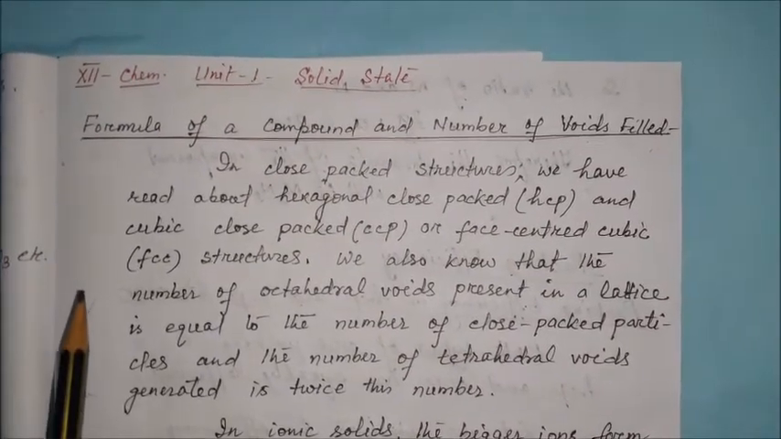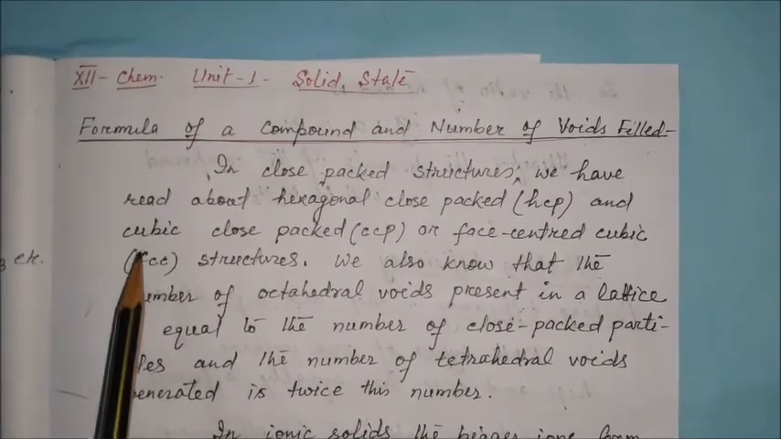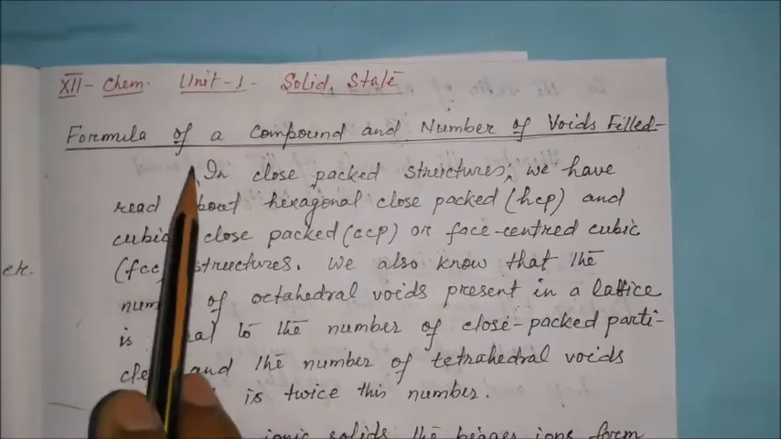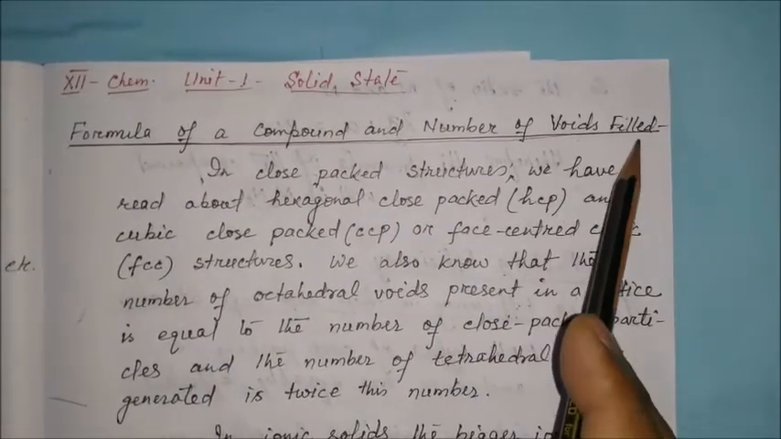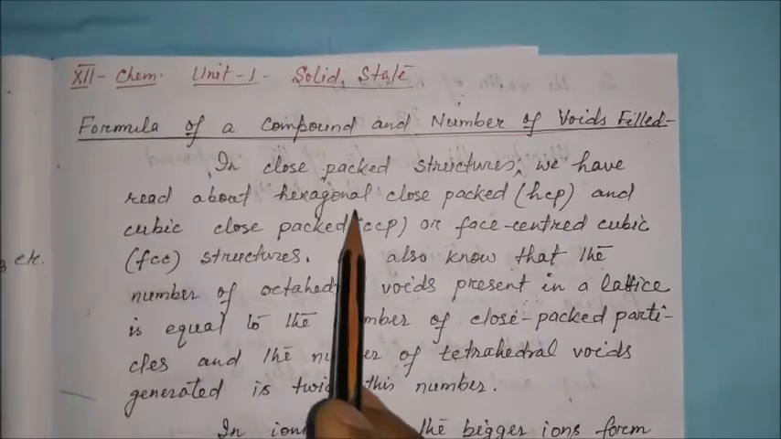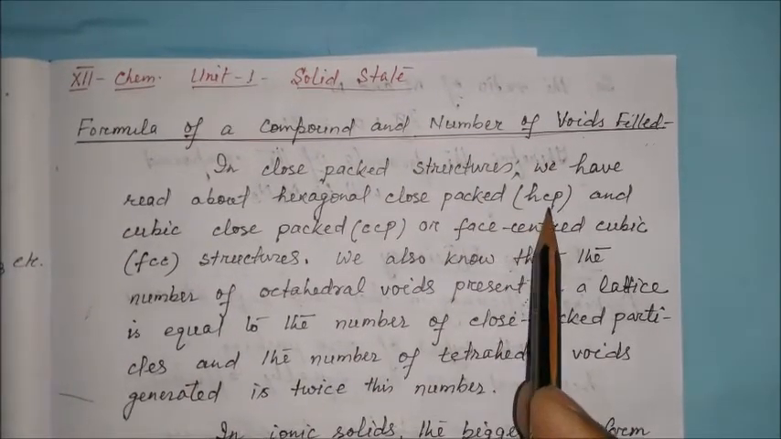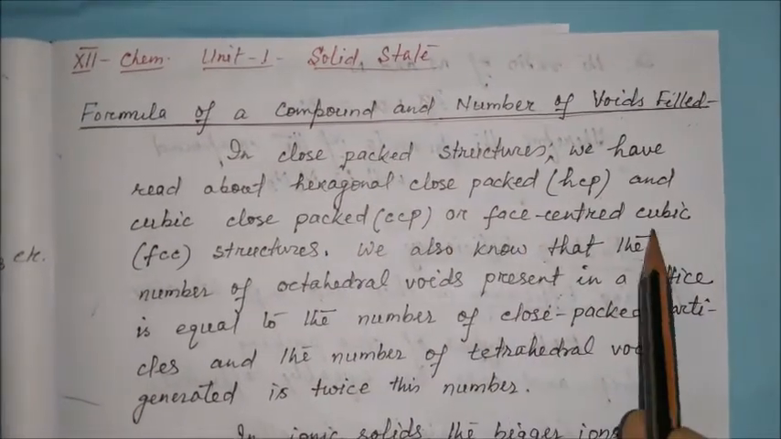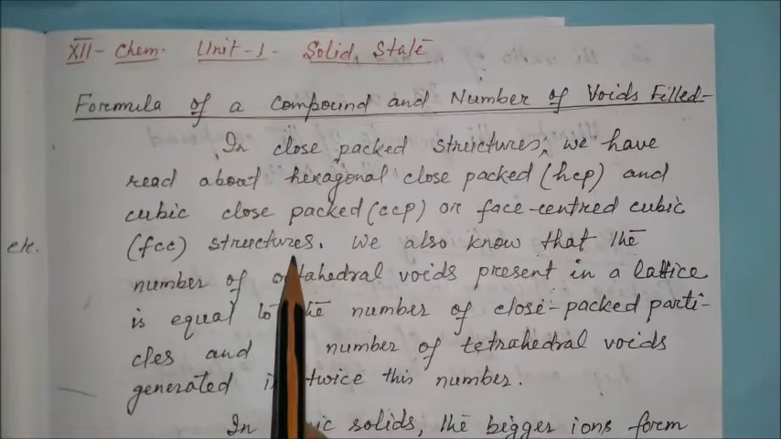Today we are going to discuss some important topics of the chapter solid state. First, it is the formula of a compound and number of voids filled. In close packed structures, we have read about hexagonal close packed, that is HCP, and cubic close packed, that is CCP, or face centered cubic, that is FCC structures.